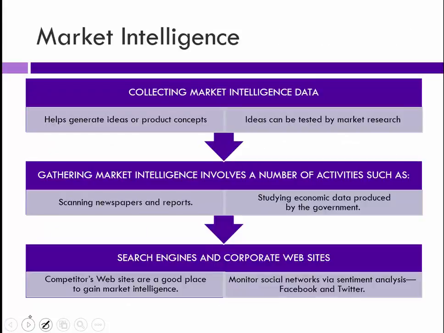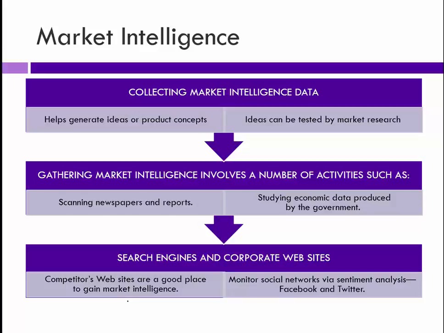So marketing intelligence, we collect marketing intelligence data, and then sometimes we get an idea from this and we can test it over in marketing research. We can gather it from scanning public things like newspapers and trade journals, or by looking at economic data that's already produced by the government. The BEA has a lot of stuff.